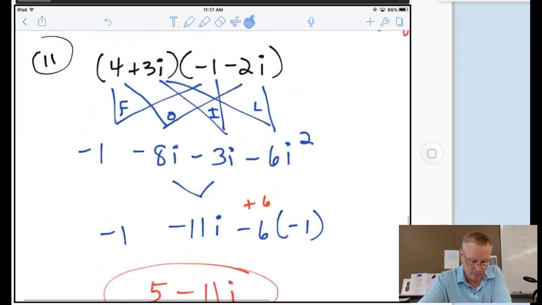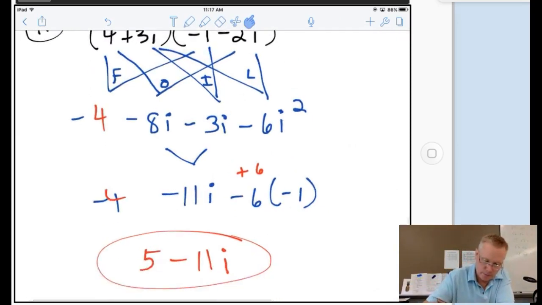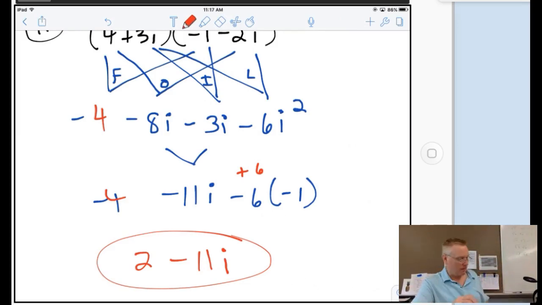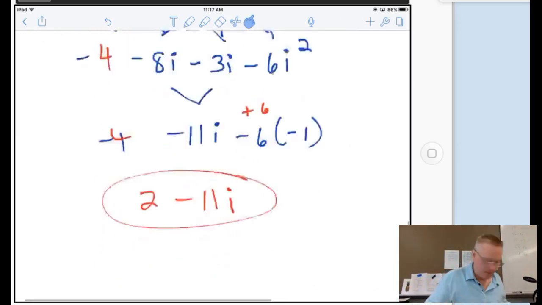What did I do? Oh, I'm a dummy. Okay, that shouldn't be 1. 4 times 1 is 4. Change that. Which means when I add 6 plus negative 4, you get 2. Okay, sorry about the mistake. All right, so that's the correct answer.